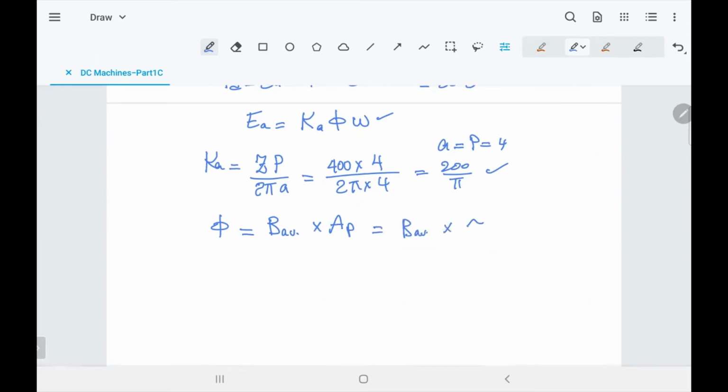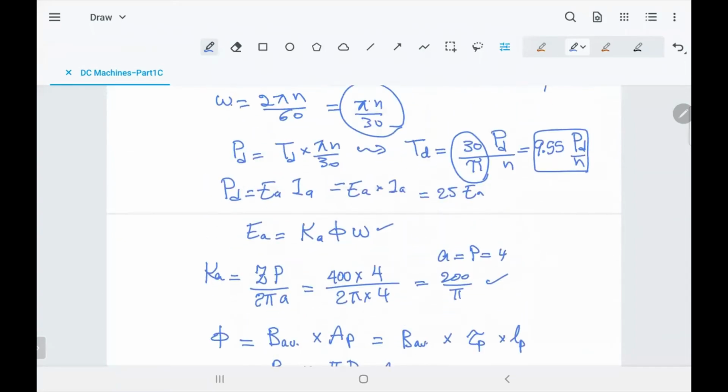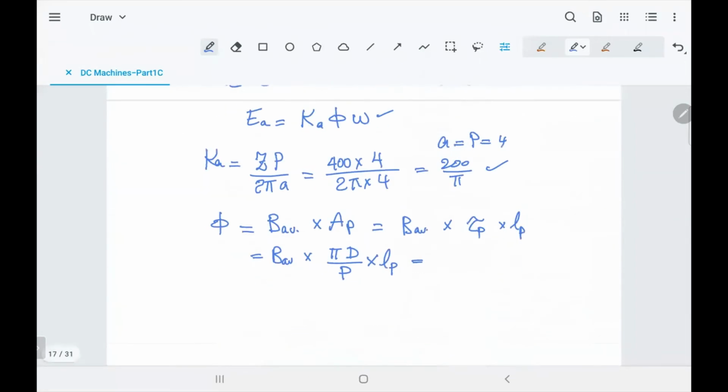And we already explained that the area of the pole is equal to tau_P, the pole pitch, times the length of one pole. And for tau_P, we even got an expression for it, right? Tau_P, we said, is equal to pi D, the whole circumference of the rotor, divided by the number of poles. It gives me just the length of the arc under one pole, times the length of the pole. All right. I have the whole information here. The average flux density was equal to 0.4 tesla. So that's 0.4.